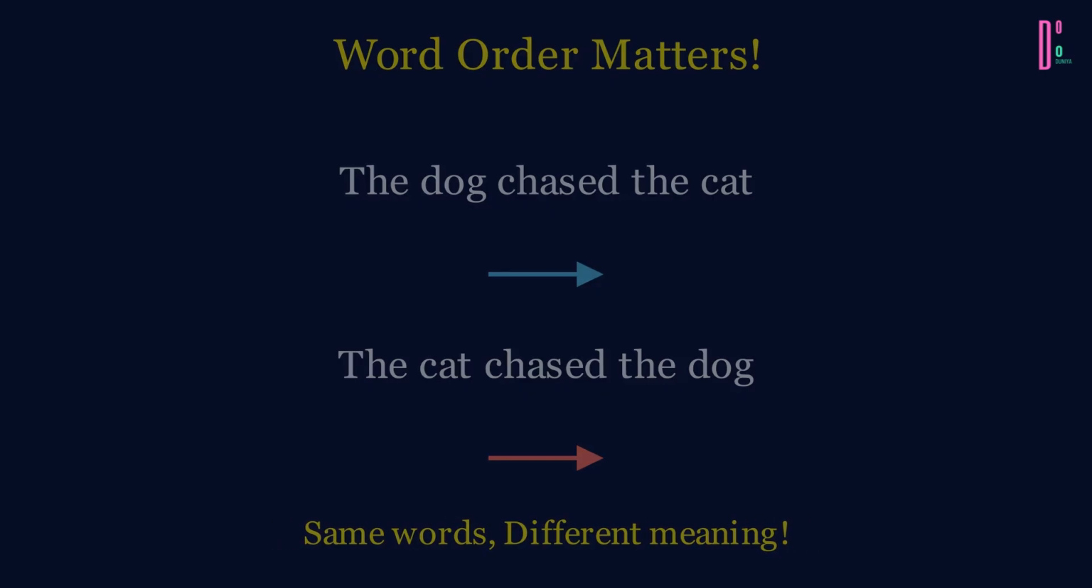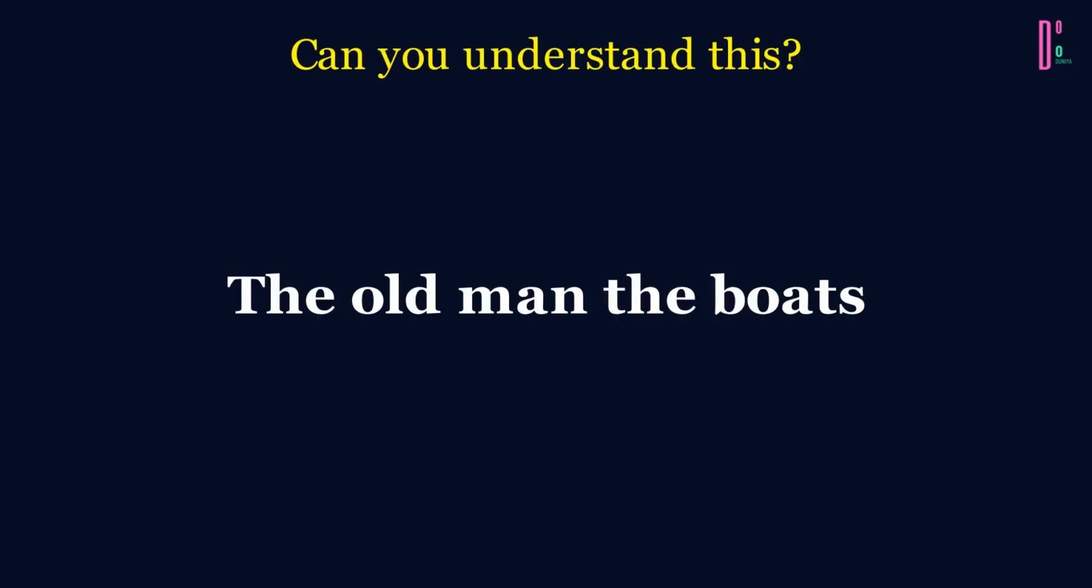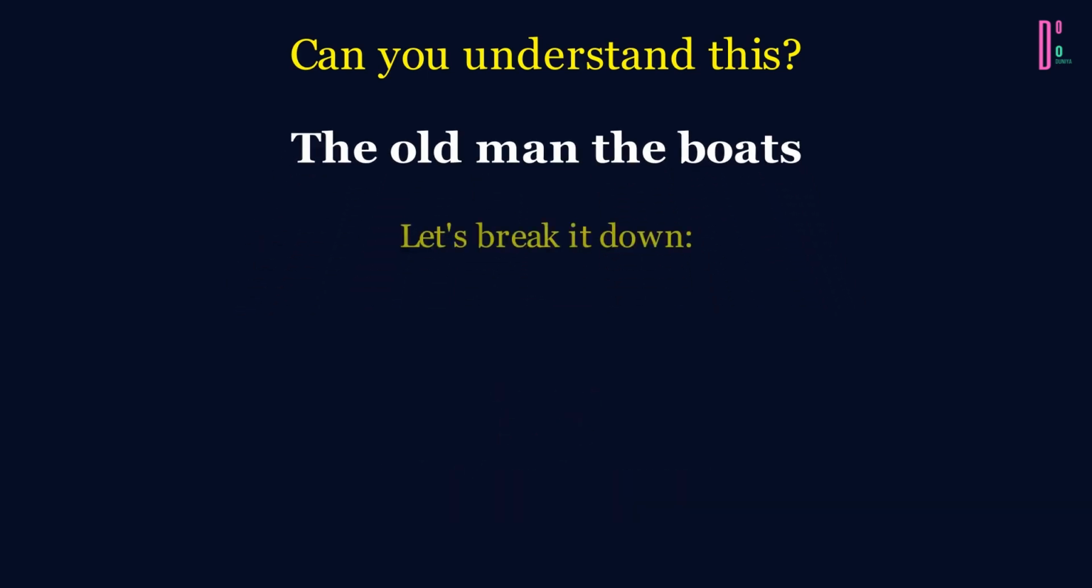The old man the boats. Wait, what? Read it again. The old is a noun phrase, elderly people. Man is a verb, to operate. The boats is the object. The elderly people operate the boats.